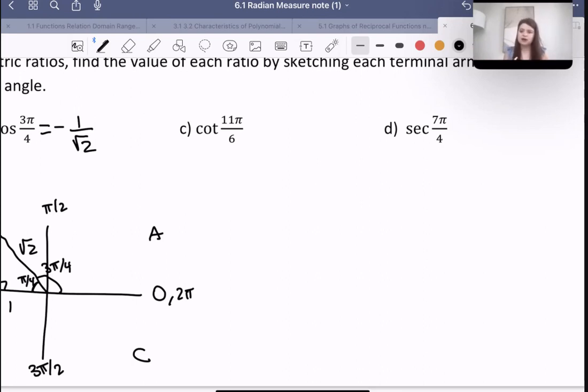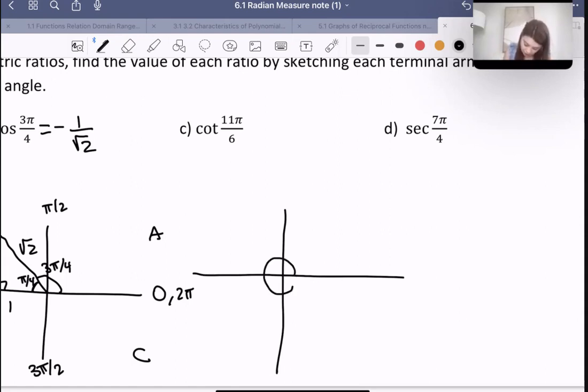For this one, I can tell, will it be a special triangle? Actually, yes, it will be a special triangle. Let's draw this. For some reason, I was thinking maybe it wouldn't be, but it actually will be. We'll go all the way around here for 11 pi over 6, and then we just need one more pi over 6. And then the reference angle is going to be pi over 6, and we know exactly which special triangle this is.